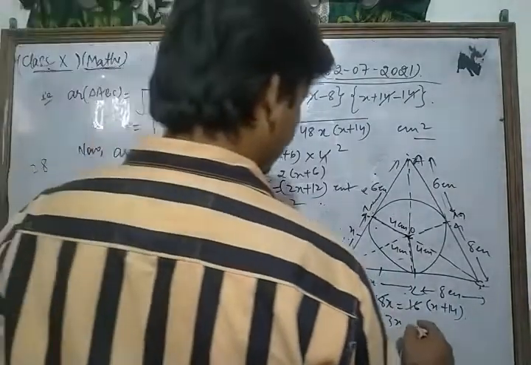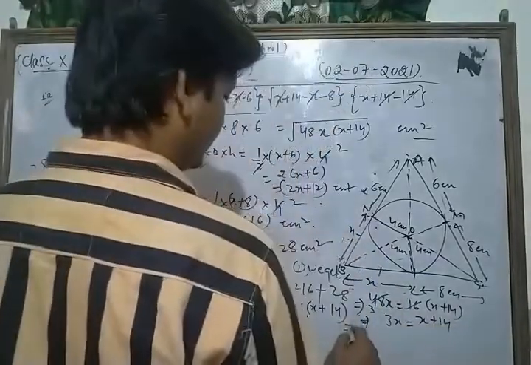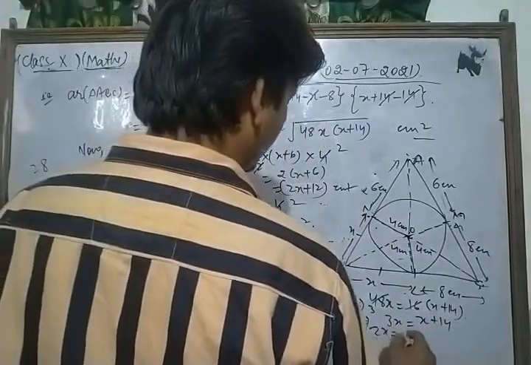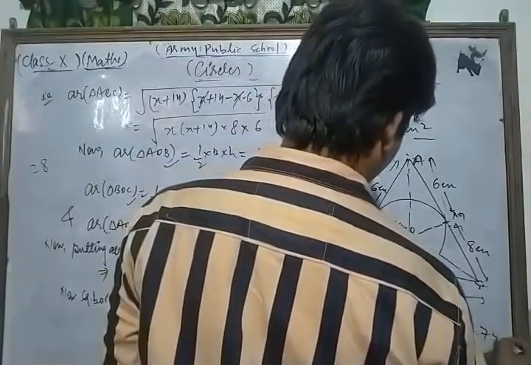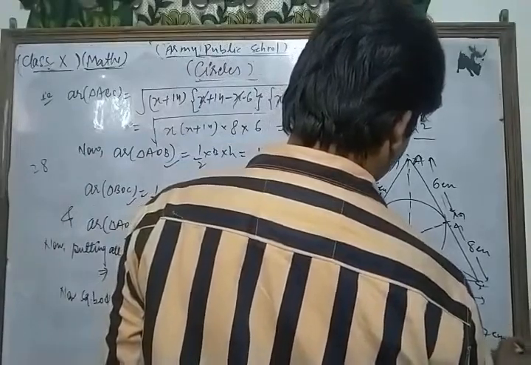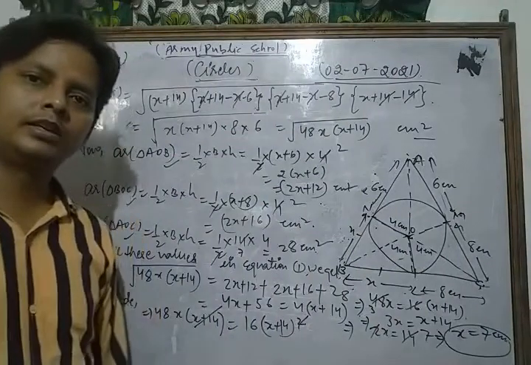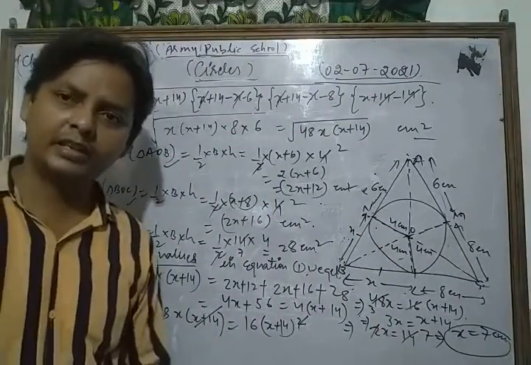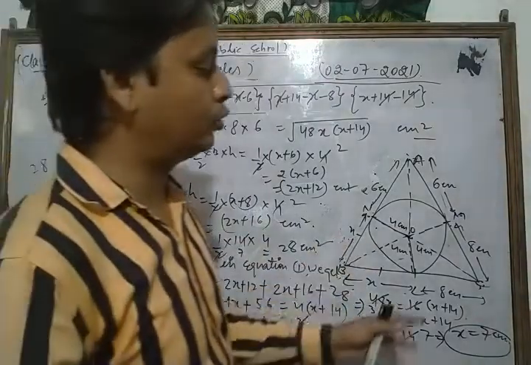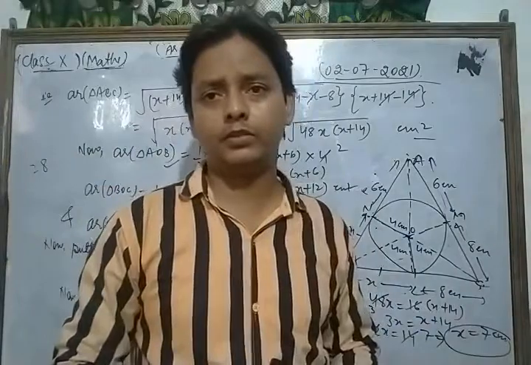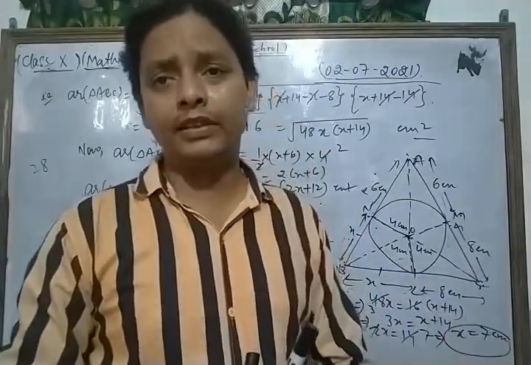Now 3x is equal to x plus 14. From there, 2x is equal to 14. 2 sevens are 14. So the value of x is 7 centimeter. So in this way, dear friends, we simplify that relation, and after simplifying we find the value of x as 7 centimeter.